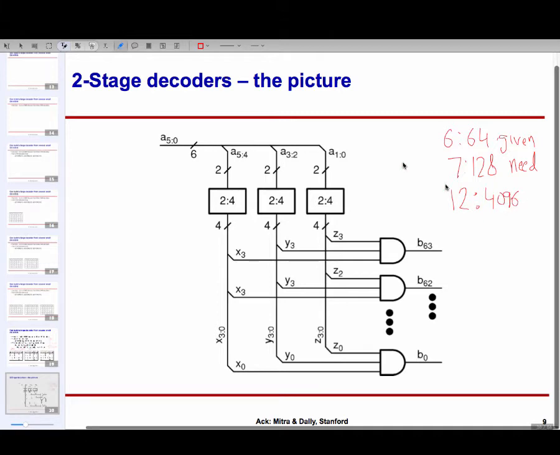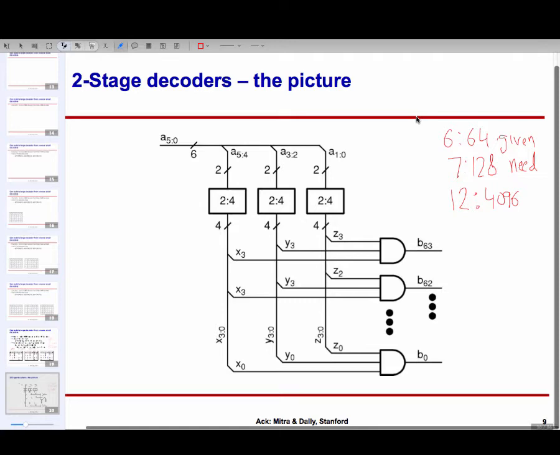Yeah, 10. Am I right? 10 is 1024. Yeah. So 12 is to 4096 decoder. So what I can do is take 2 of these 6 is to 64 decoders and then form every possible 64 squared combination out of that. Okay, so that's kind of the general strategy.